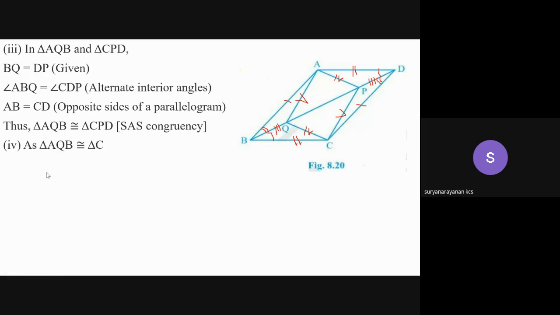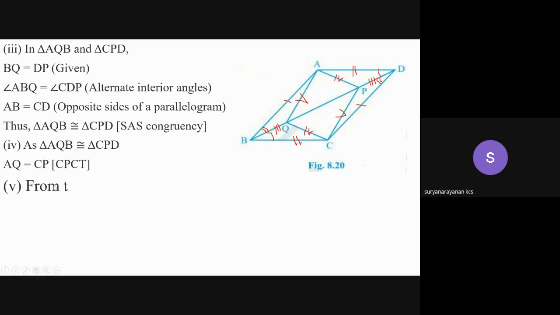As triangle AQB is congruent to triangle CPD, AQ is equal to CP by CPCT. By CPCT, we can write this statement. What is meant by CPCT here? Corresponding parts of congruent triangles.